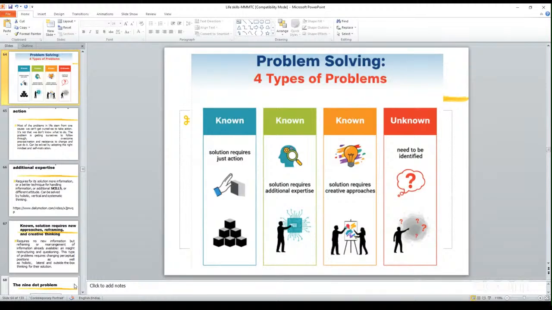Can anyone from the audience tell how to do this? The problem is known, and you require just a small action to resolve the problem or the issue. Anyone there? From your classroom example or college campus example, you know the problem and a simple action is enough to solve it. Anyone there?